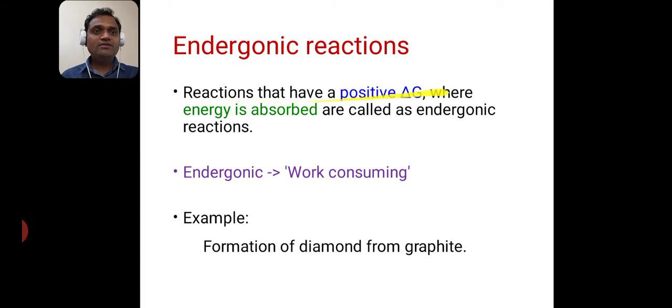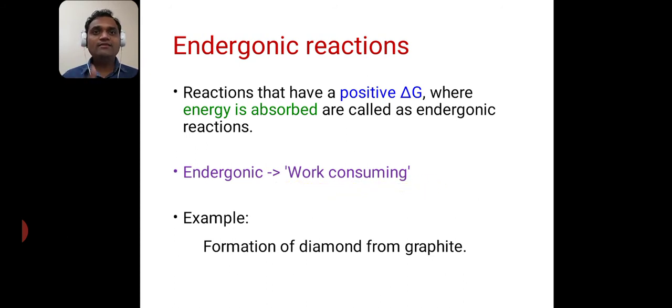The reactions that have a positive delta G, that is delta G is greater than 0, where energy is absorbed, are called endergonic reactions. Okay, so the definition is very simple. Reactions that have a positive delta G where energy is absorbed are called endergonic reactions. Now here, endergonic means work consuming.